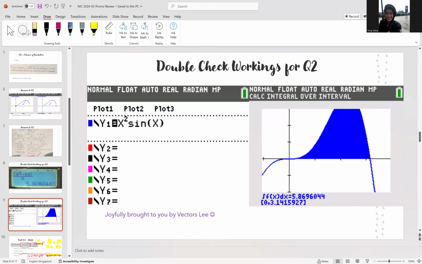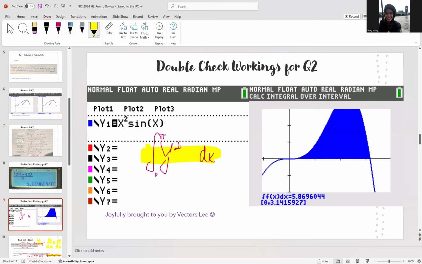And moreover, when I checked in the GC, have you noticed that I actually plotted y1 as y squared? So I'm going to integrate y squared with respect to x. And after that, I'm going to key in the limits here. This one is going to be pi, and this one is going to be 0. So this definite integral I'm going to calculate using the GC.